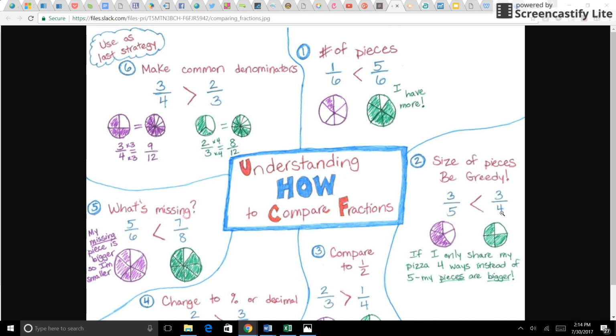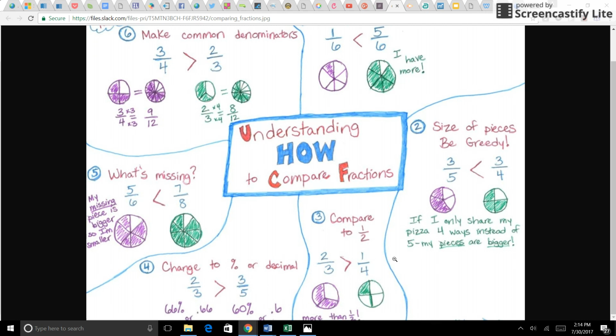Well, here, if you're sharing it 4 ways, you're going to have bigger pieces because there's less that you need to share with. So if numerators are the same, meaning the number of pieces you get is going to be equal, the fewer ways you have to share the whole means that these pieces are going to be larger. So practice thinking about when numerators are the same, be greedy, and think about how you're going to get more the fewer people that you have to split it with. The only time being greedy is okay.